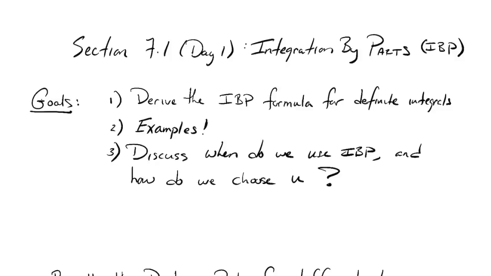We're going to get started in Chapter 7. Chapter 7 is all about methods of finding antiderivatives. Finding antiderivatives, unlike derivatives, there aren't systematic methods to do it for all possible functions. But in the first four sections of this chapter, we're going to learn a pretty wide set of tools that will allow us to find antiderivatives for many functions.